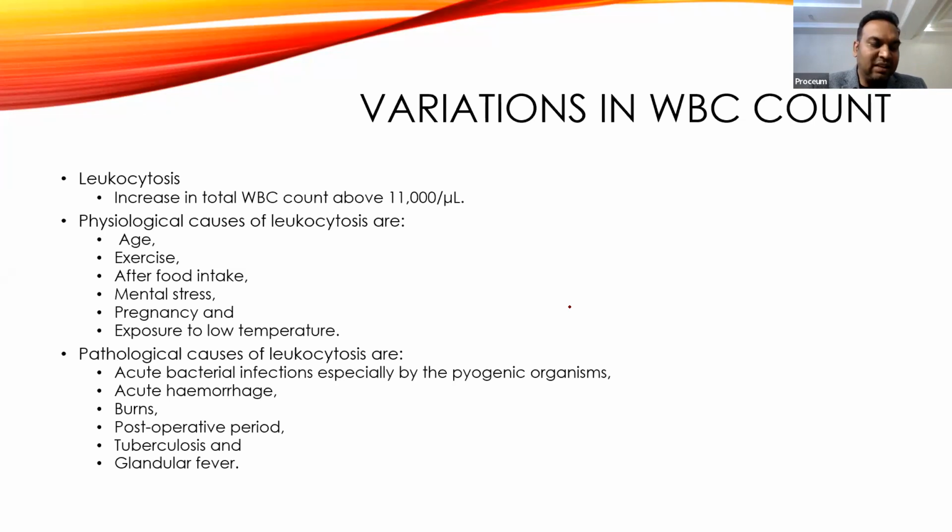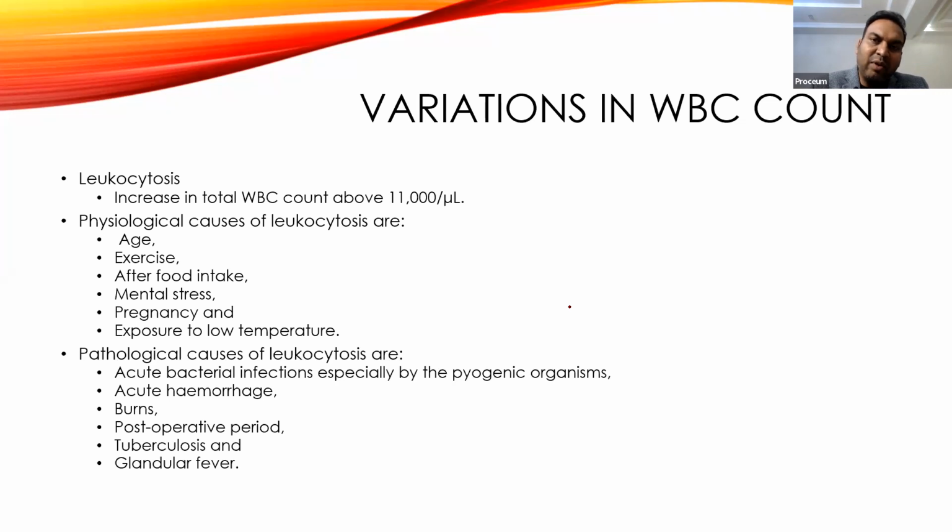Then come to exercise. Immediately after exercise, there is an increased count of the WBC. It is because of increased sympathetic activity that will cause vasoconstriction. That vasoconstriction will pull the marginal pool of the WBCs and put it into the central pool. That will increase your WBC count.